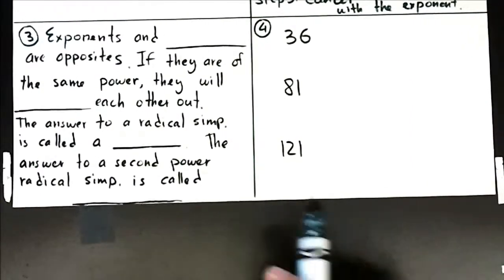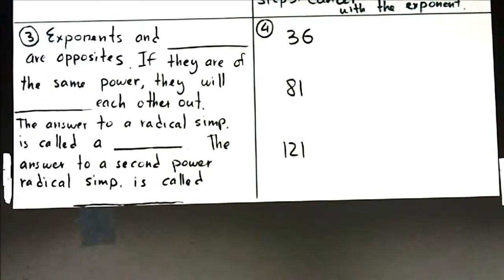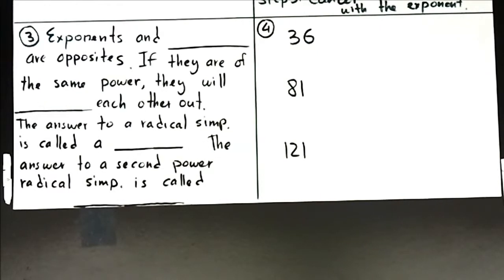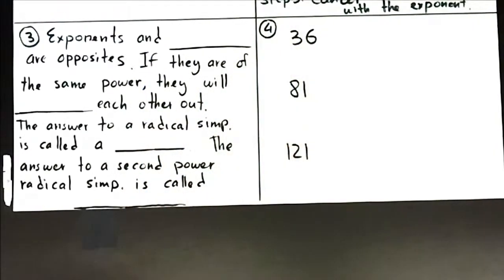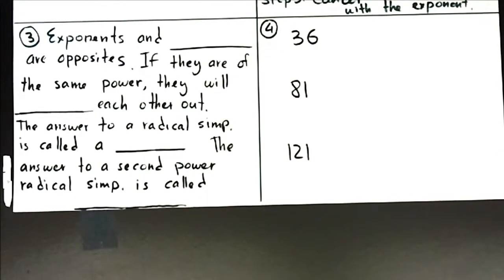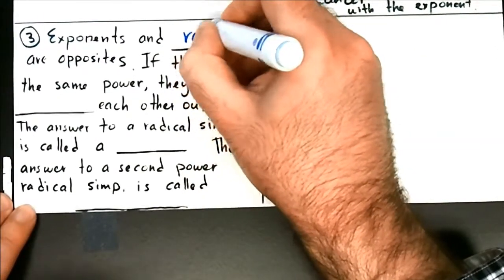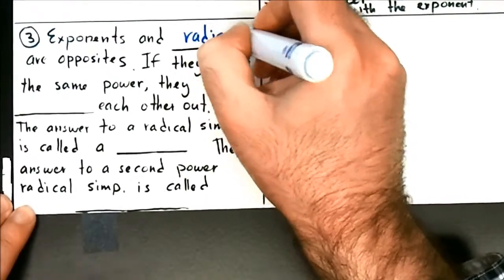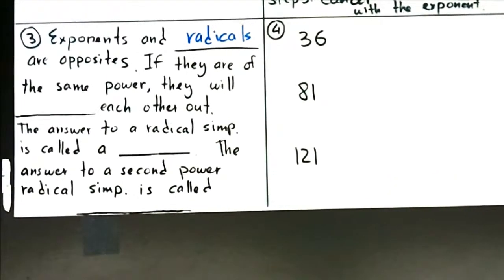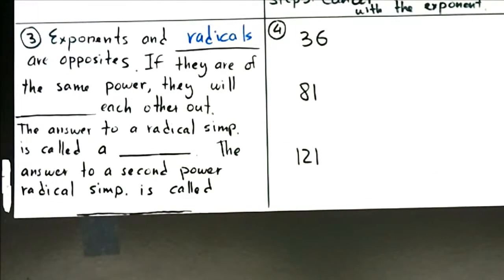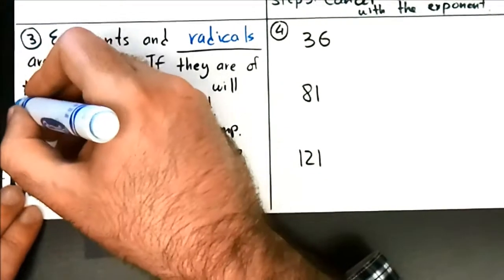Let's take a look at number 3, which is on the upper left corner here. And here this was essentially a fill in the blanks type of situation. So let's go ahead and fill in those blanks. Exponents and blank are opposites. What's the opposite of exponents? Radicals. If they are the same power, they will blank each other out. What should I use there? Cancel, from the previous problem.